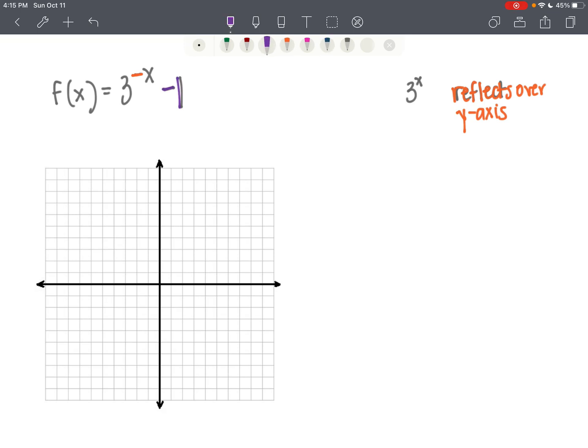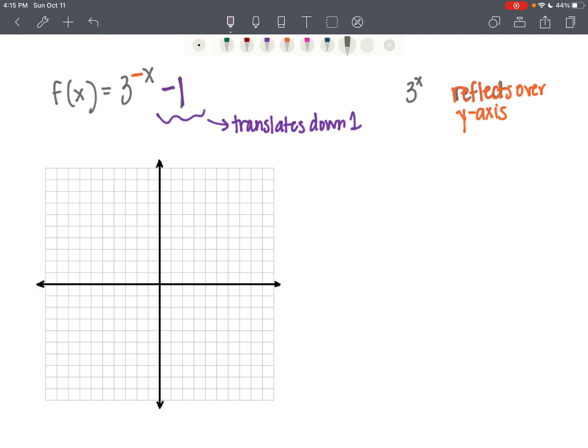This subtract 1 right here is a translation down 1 unit.